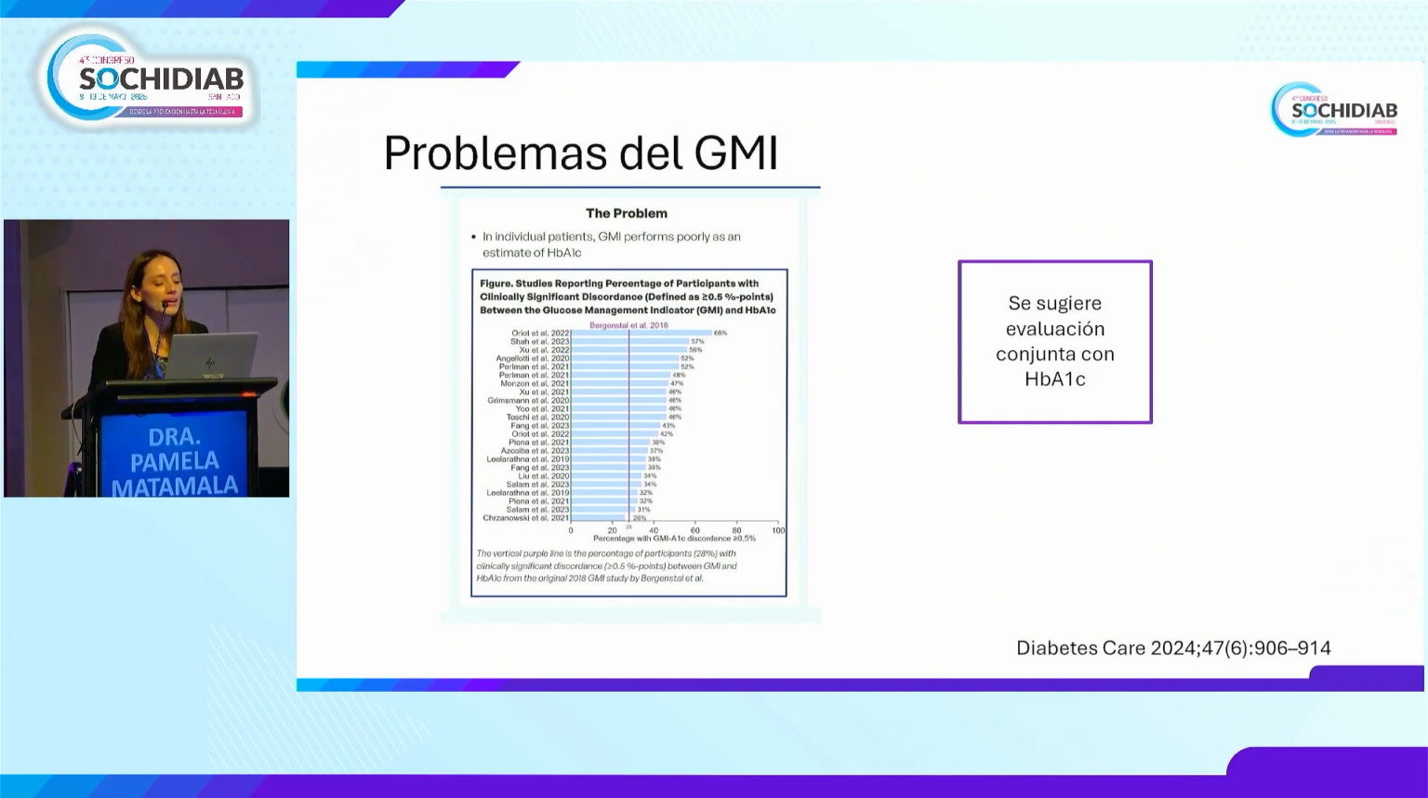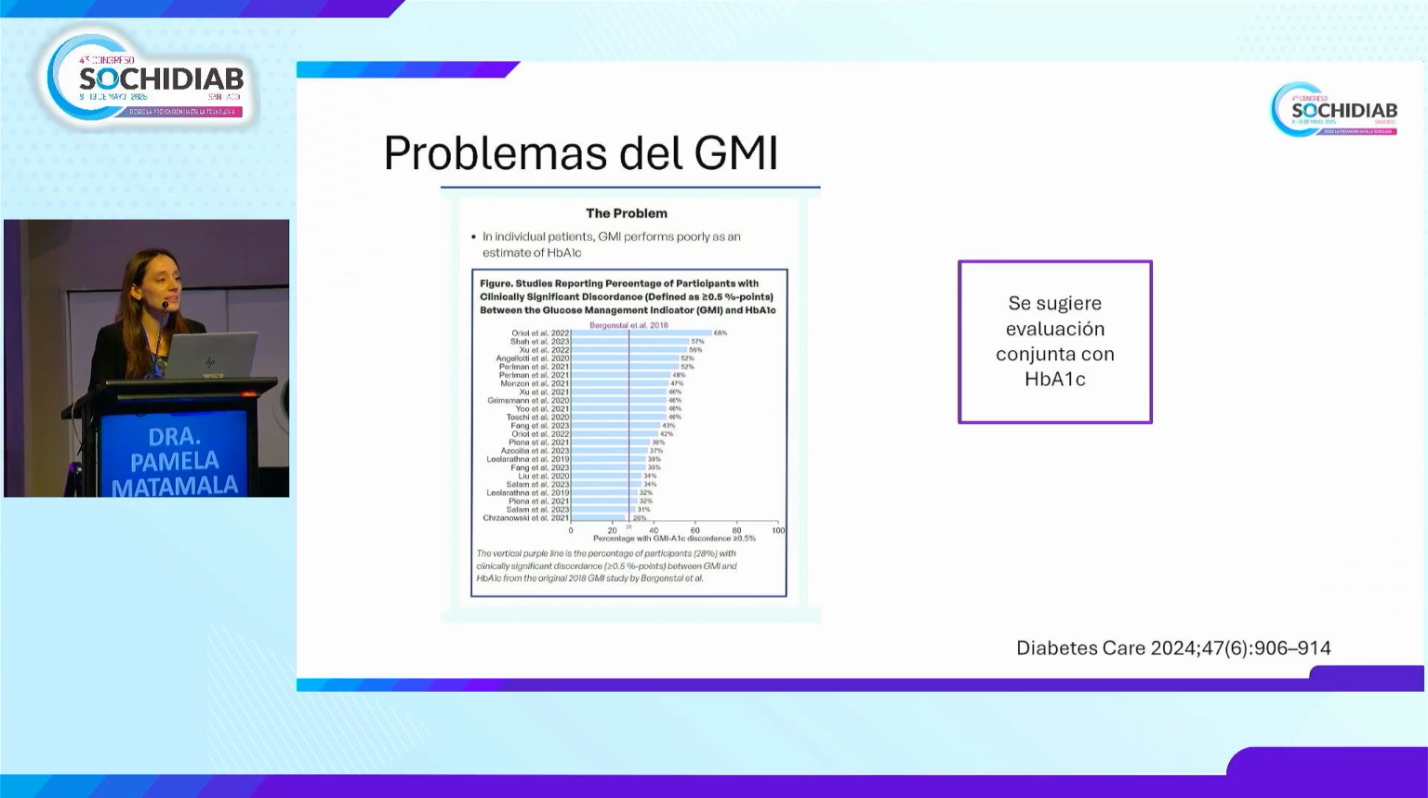And why not? Because there are some problems with GMI. This linear regression equation was obtained from 4 studies with 500 patients in total, users of Dexcom. This formula was obtained from the Dexcom sensor, and there are significant differences between GMI and HbA1c in up to 26 and 68% of patients, and the estimated differences are over 0.5 percentage points. So what is suggested is that if we use GMI, it has to be related to HbA1c.